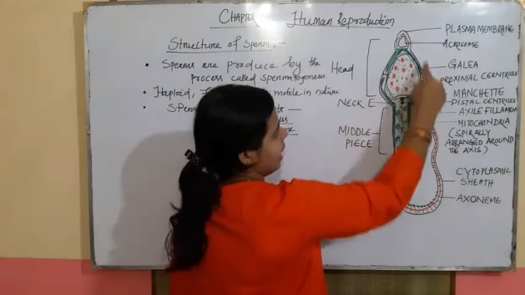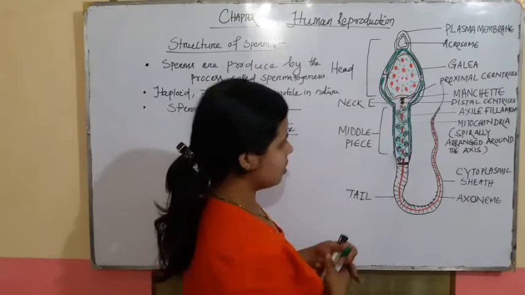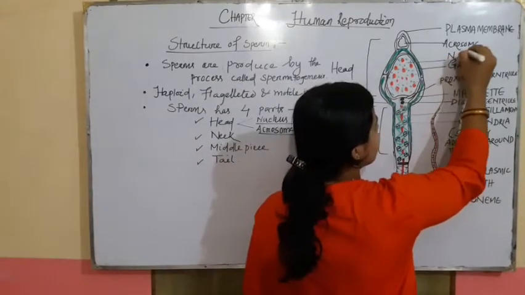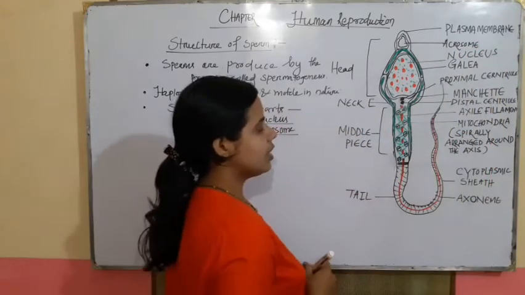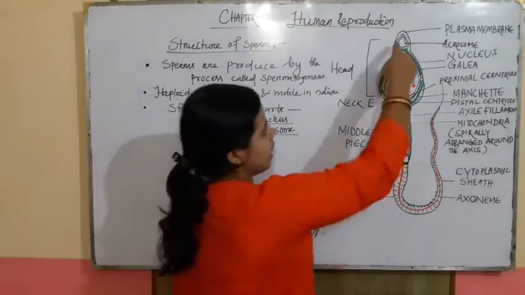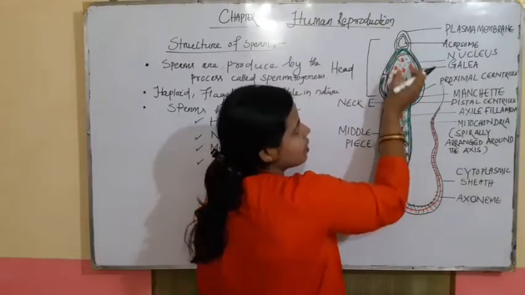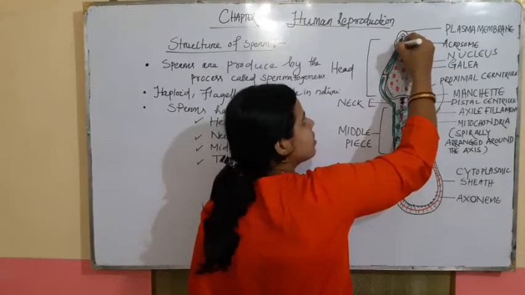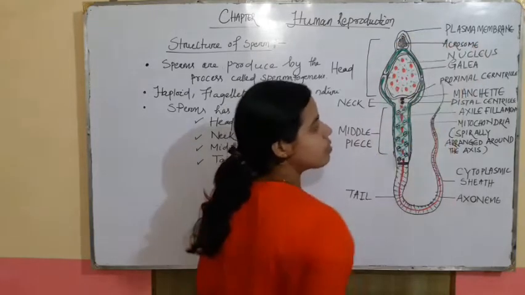So this is about the head part. Head part consists of a nucleus. This is the nucleus. Okay, let us do the labeling here. Nucleus, which contains the DNA and nucleosome. Okay, and above this, a cap-like structure, towards the anterior part of the nucleus, there are certain structures which are called as what?